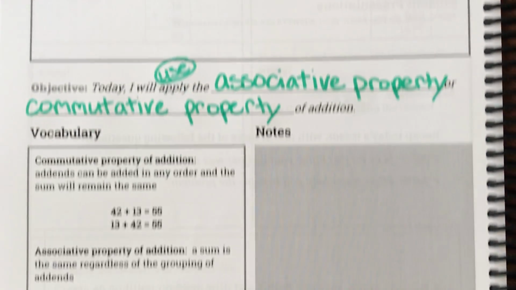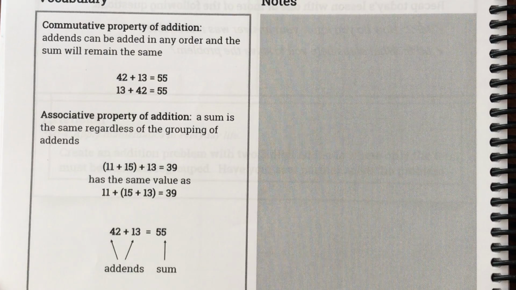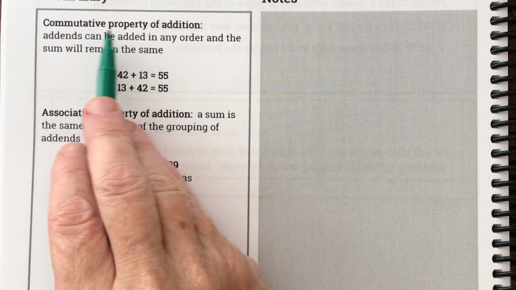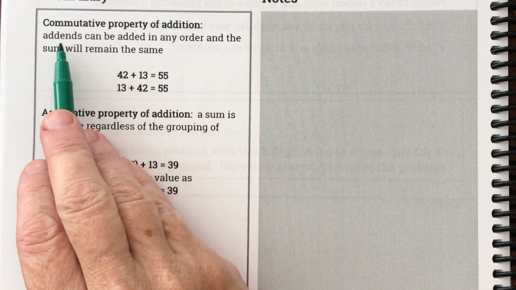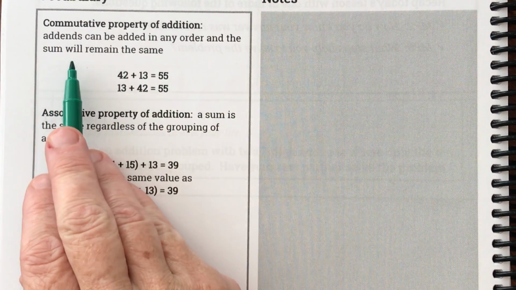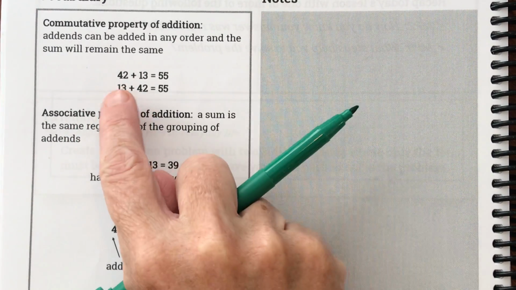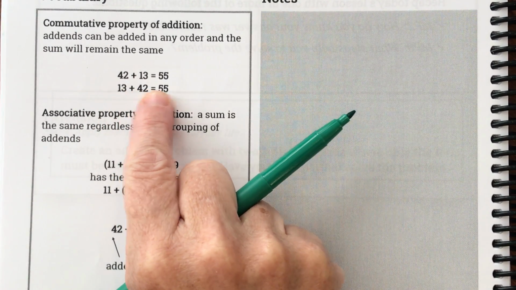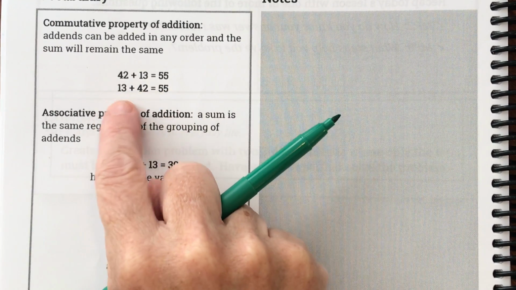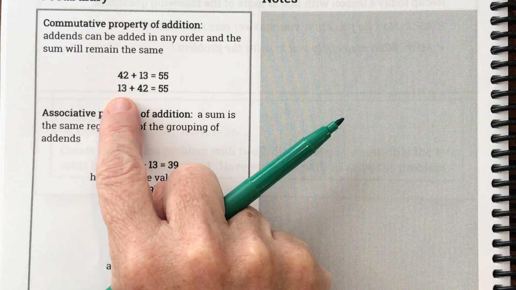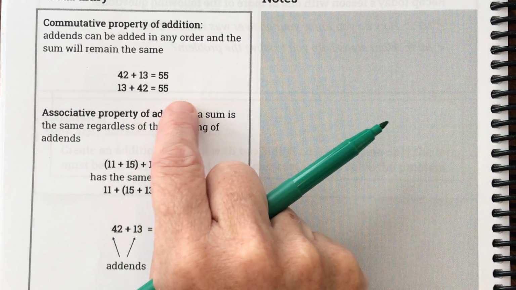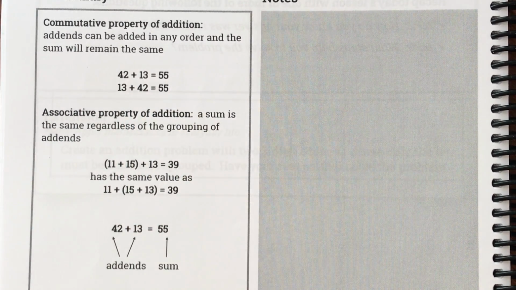And we've seen these properties before, but let's look at our vocabulary to remind us of what they mean. The commutative property of addition says, addends can be added in any order and the sum will remain the same. So here we have 42 plus 13 equals 55. If we switch the order of the addends and we have 13 plus 42, our sum remains the same. That's what the commutative property means.